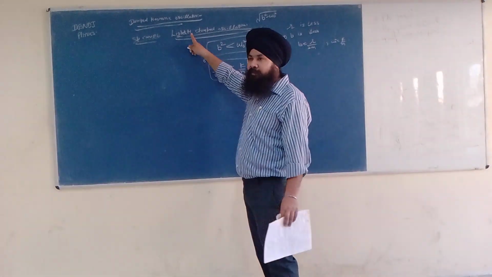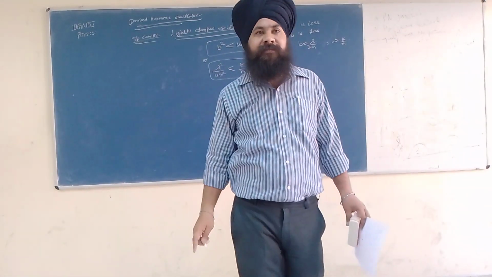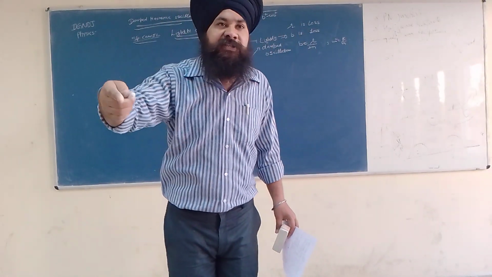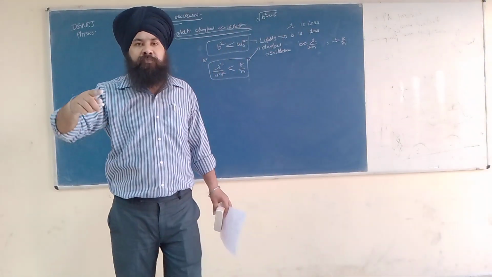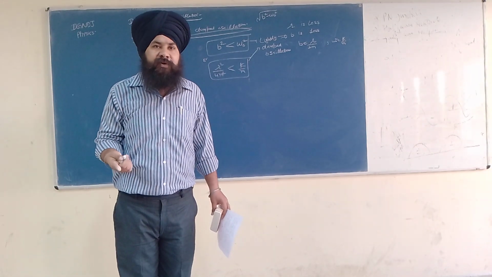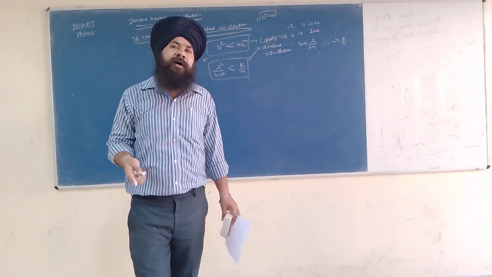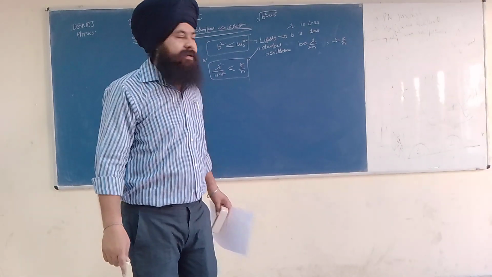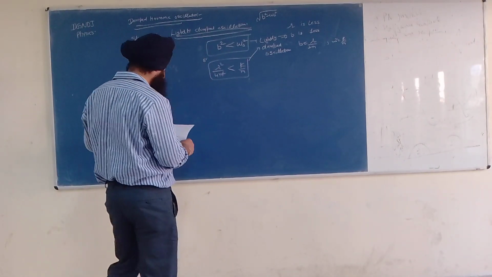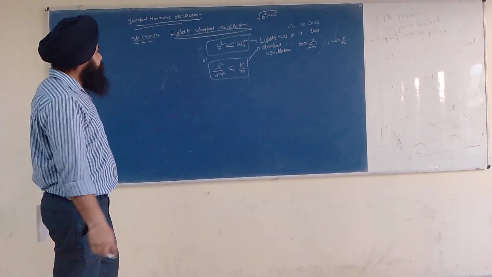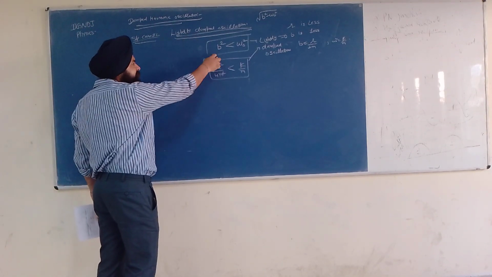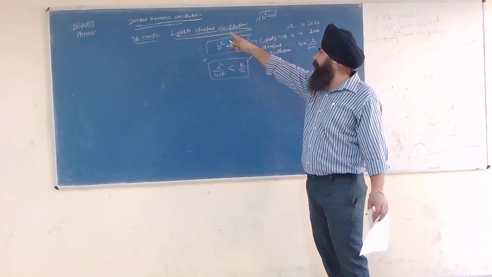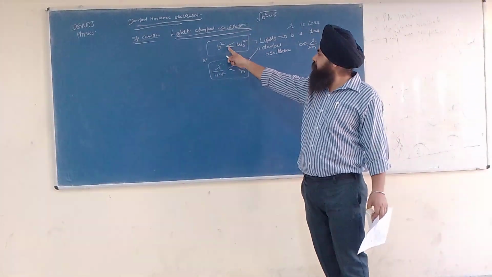Lightly damping means R is less. Lesser the value of R, more the amplitude of the oscillations, or we can say more the velocity of the motion, because R means damping, and damping means resistive force. So please write: the oscillations are said to be lightly damped if this condition is satisfied.